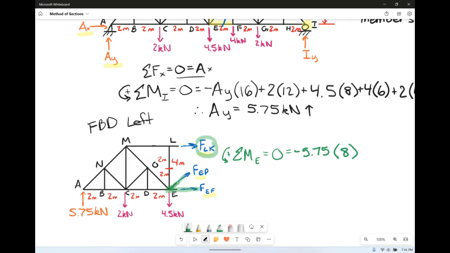Then we have our 2 kilonewtons. We're starting from the left side, working our way over to the right. So we have our 2 kilonewtons at C. It's going to create a positive moment. So plus 2 times his distance, which is 4 meters there.